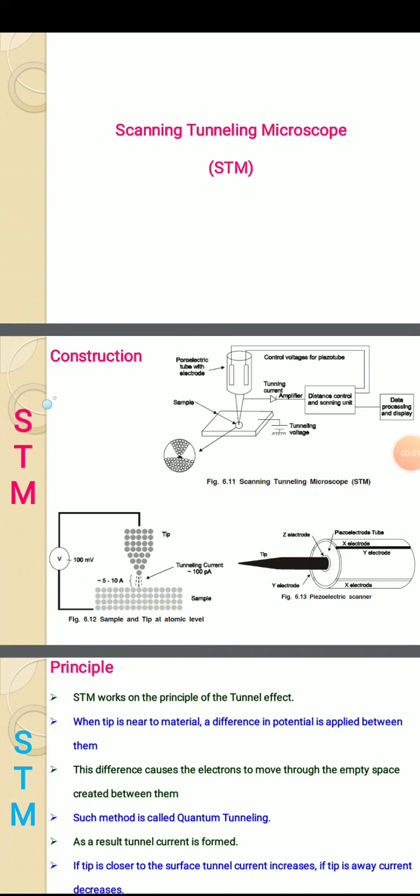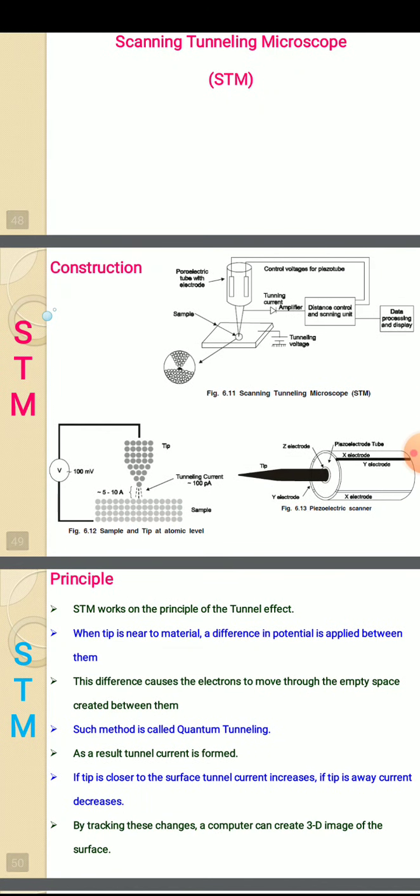Okay, now we are going to see the topic scanning tunneling microscope, in short form STM. This is also one of the microscopes. It is used to view small-sized objects. It should be in enlarged sizes, highly enlarged sizes. That is the specification of the scanning tunneling microscope.